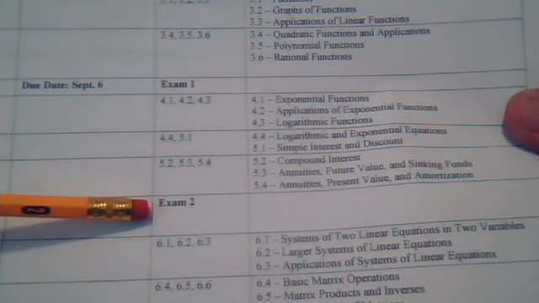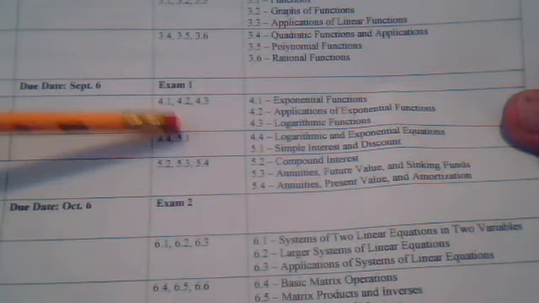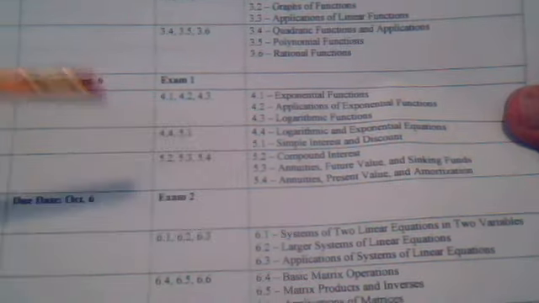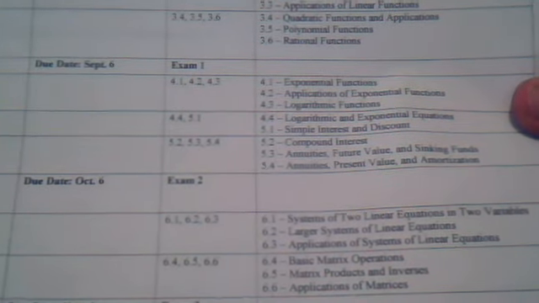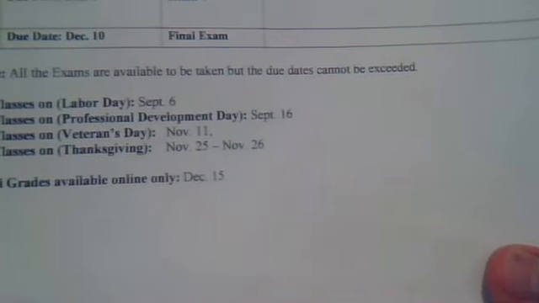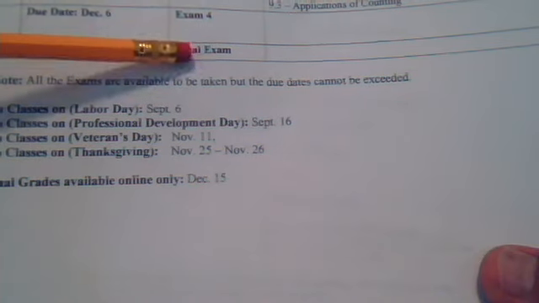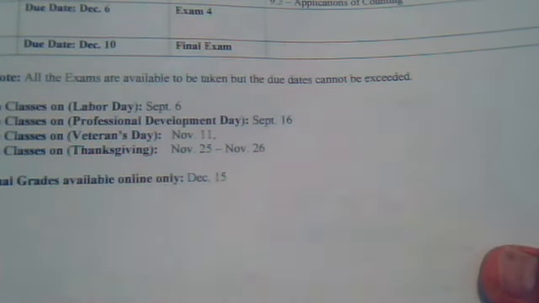So what's the material for exam 2? All these sections. From here to here is what's going to be on exam 2. This one's due October the 6th, and then exam 3, November the 6th. Turn the page. And notice the final is December the 10th. That's the final. And notice what it says here.